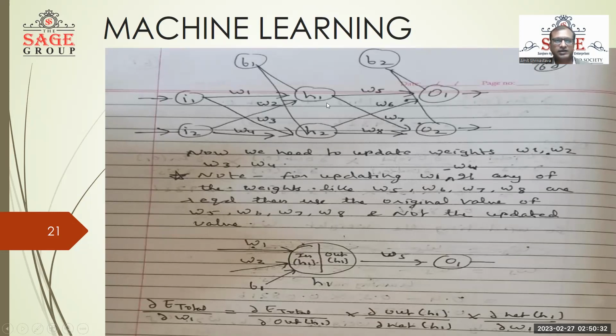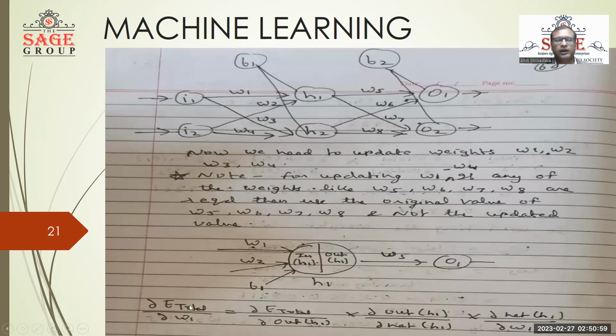Here this H1 is getting I1 multiplied by W1 plus I2 multiplied by W2 plus this bias. So this is the total input which we are getting at H1, and out H1, how we are going to get it: the sigmoid function is applied over the total input, that is 1 upon 1 plus e to the power minus in H1. This will give me the output, right?